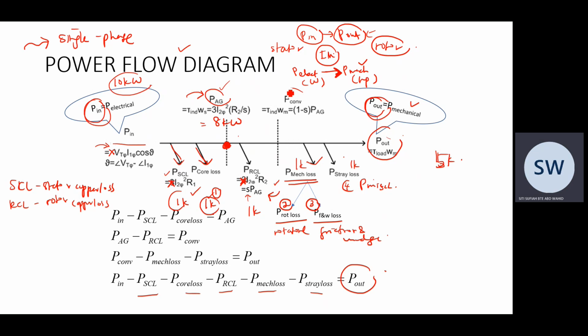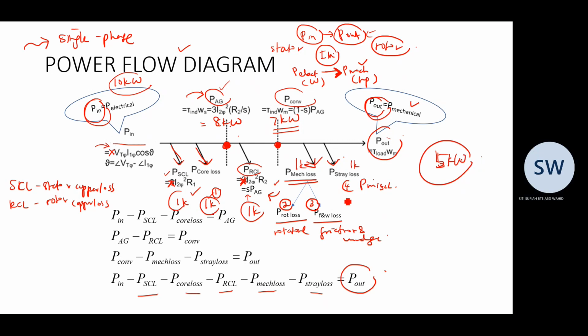Okay, then P converted is here after you minus P air gap with PRCL. So let's say 8 kilo minus 1 kilo, you will get 7 kilowatt. Then to get P out, you can also use P converted just now. 7 minus 1K minus 1K, you will still get 5 kilowatt as the output. Okay, that's how you read and use the plus minus.